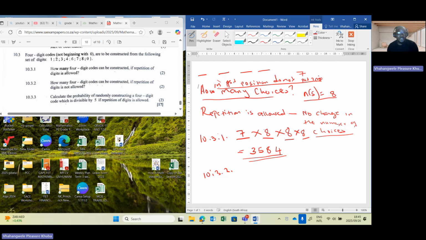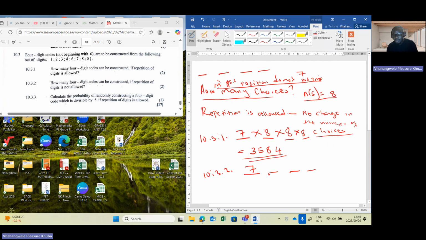Let's go to 10.3.2. They are asking how many 4-digit codes can be constructed if repetition of a digit is not allowed. Now, when repetition is not allowed, remember, the number of choices will keep on decreasing by 1. That's very important. But now, do we have a restriction? Yes. Let us go to position number 1 first. For position number 1, because it is restricted, we are still going to have our 7, because we are not allowed to have 0.